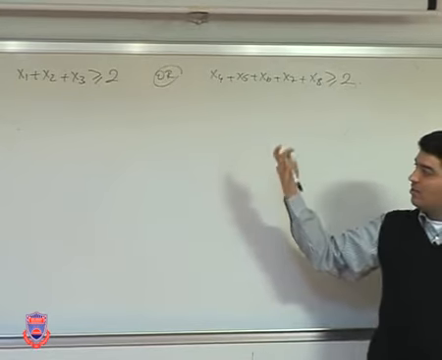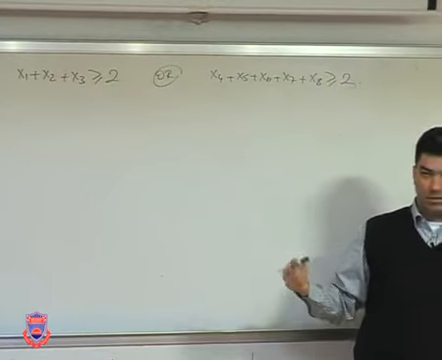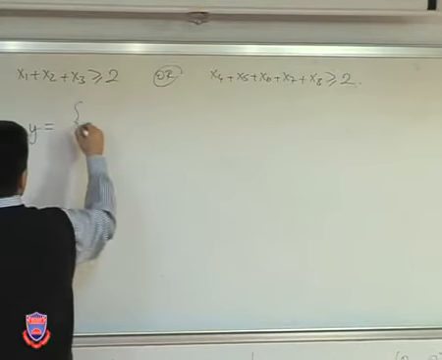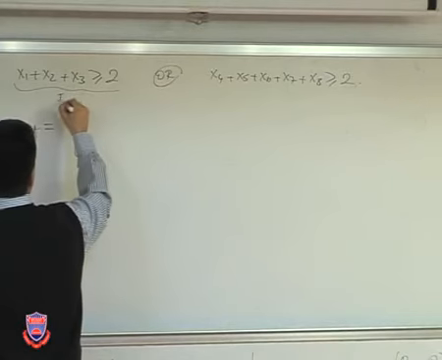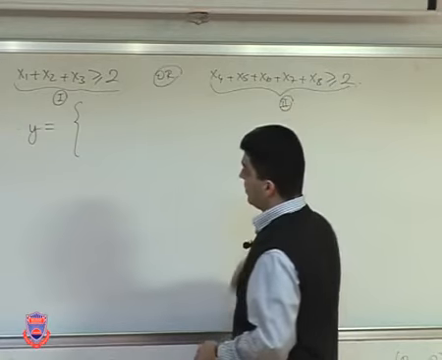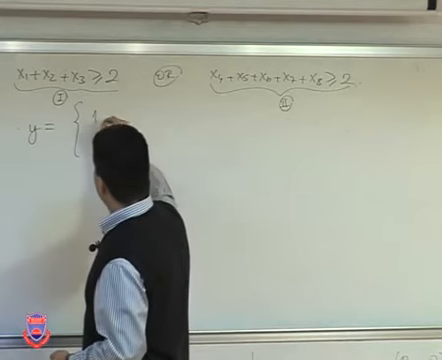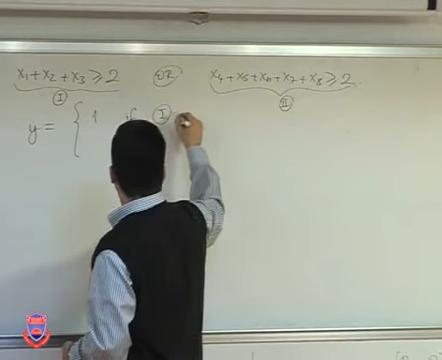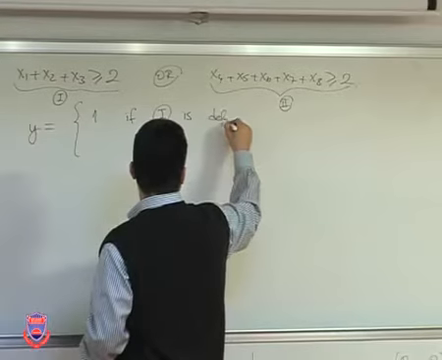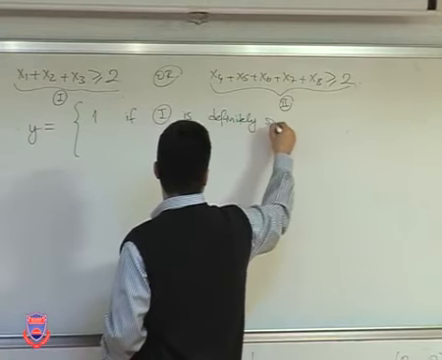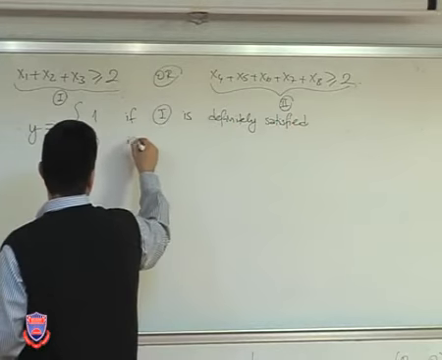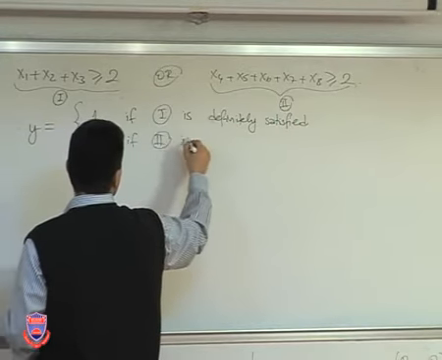So what I'm going to do is define a new binary variable, and I'm going to call it y, and I'm going to define it as follows. Let me call this 1, and let me call this 2. I'm going to set y equal to 1 if 1 is definitely satisfied, and I'm going to set it equal to 0 if 2 is definitely satisfied.